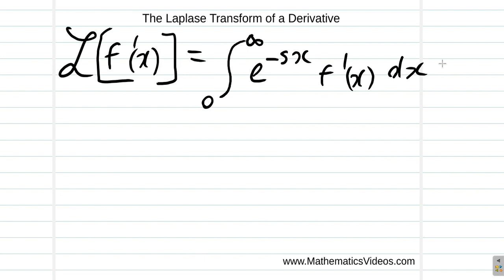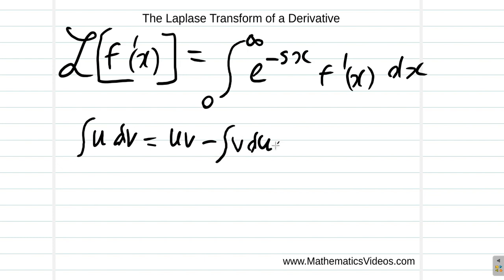Now, let's use the integration by parts method. You know that the integral of u dv is equal to uv minus the integral of v du, the formula for integration by parts, and it is derived from the product rule when differentiating. u and v are functions.